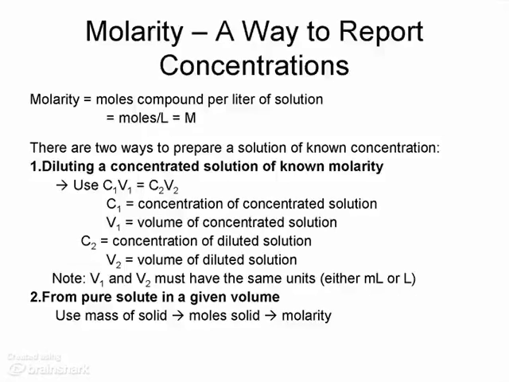So in this equation, C1 and V1 are related to the concentrated solution, where C is the concentration and V is the volume, and C2 and V2 are related to the diluted solution. So we have to make sure that our V1 and our V2 are both in either milliliters or in liters. Another way to prepare solutions of known concentration is to use pure solute in a given volume. So what we would do in that situation is figure out how much of a solid we need, to convert that to moles of a solid, and then use the molarity, or vice versa.